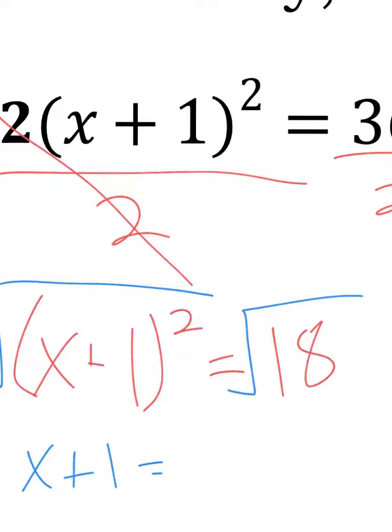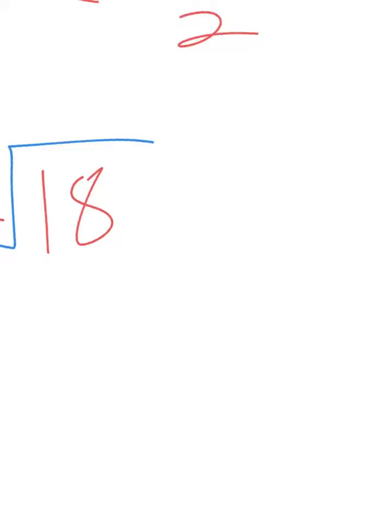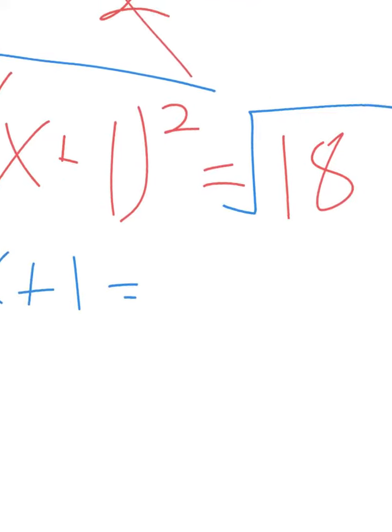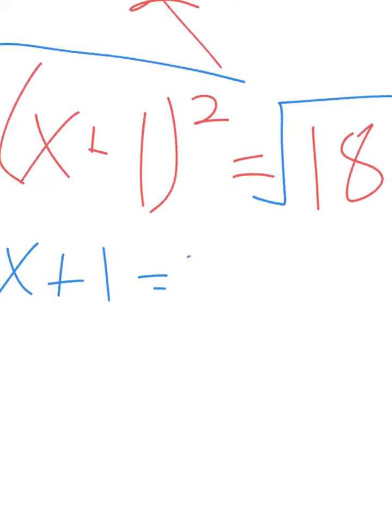So let's talk about the square root of 18 for a second. Square root of 18 is, we're trying to simplify it. 18 is 9 times 2. Alright, so you can write it as the square root of 9 times the square root of 2. And the square root of 9 is 3, and the square root of 2 would stay behind. So 3 square root of 2 is the same thing as square root of 18. So I'm going to write over here, x + 1 equals 3 square root of 2.